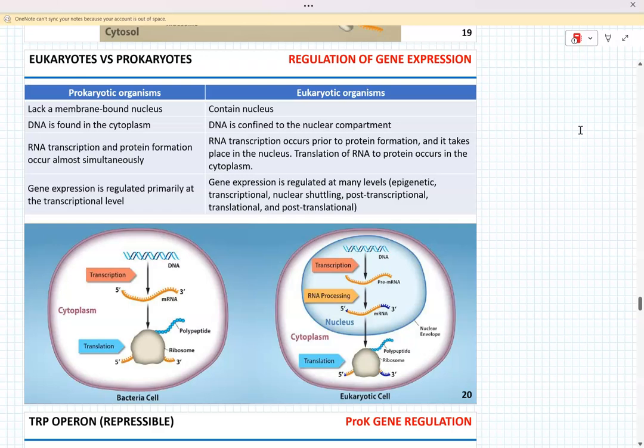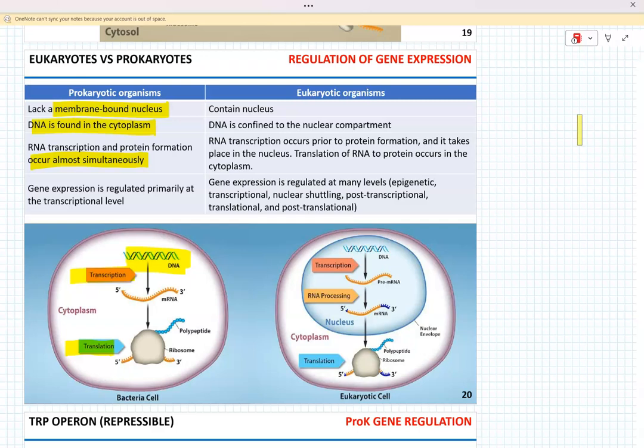Gene expression must be tightly regulated. This regulation is vastly different between prokaryotes and eukaryotes. In prokaryotes, there is no membrane-bound nucleus, which means DNA is found in the cytoplasm. It means that transcription and translation can occur almost simultaneously.